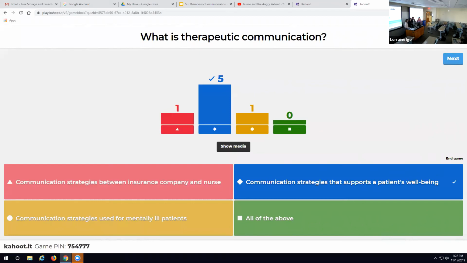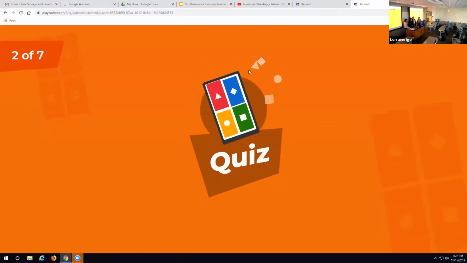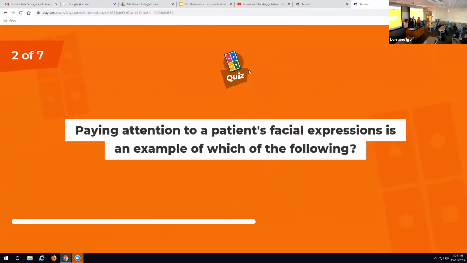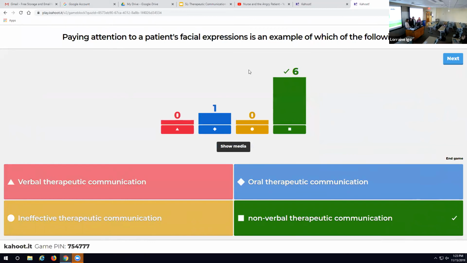Okay, so blue is the right answer. Communication strategies that support the patient's well-being. It's not just with mentally ill patients, it's with older patients, and it's really between the patient and the nurse that you can focus on. Paying attention to facial expressions is a sign of nonverbal therapeutic communication. So paying attention to their body language and their facial expressions, you're not really speaking verbal communications, really what you're saying to them.